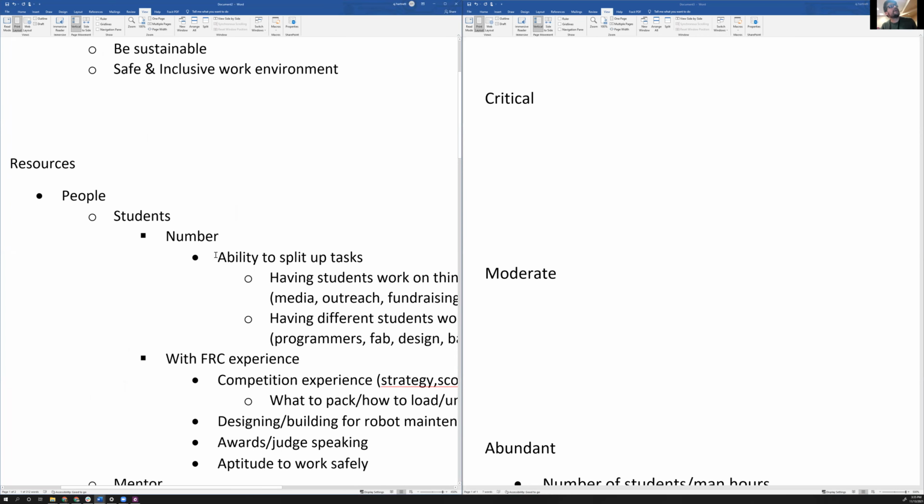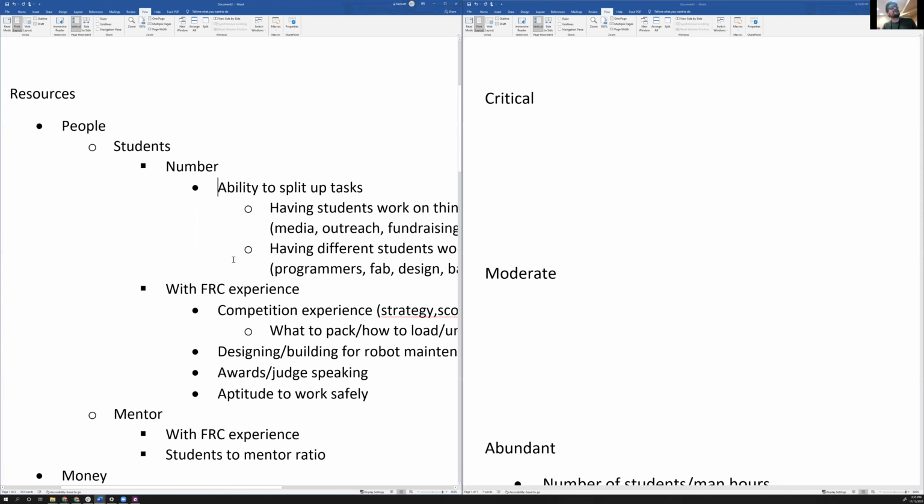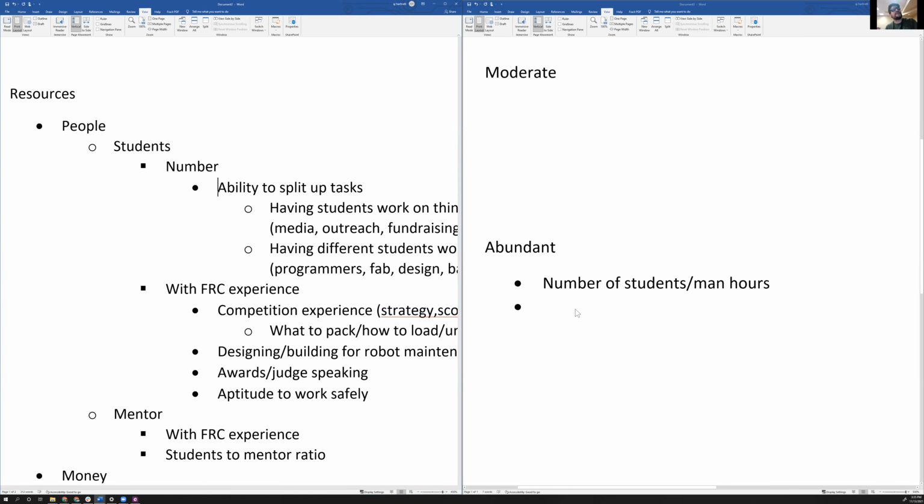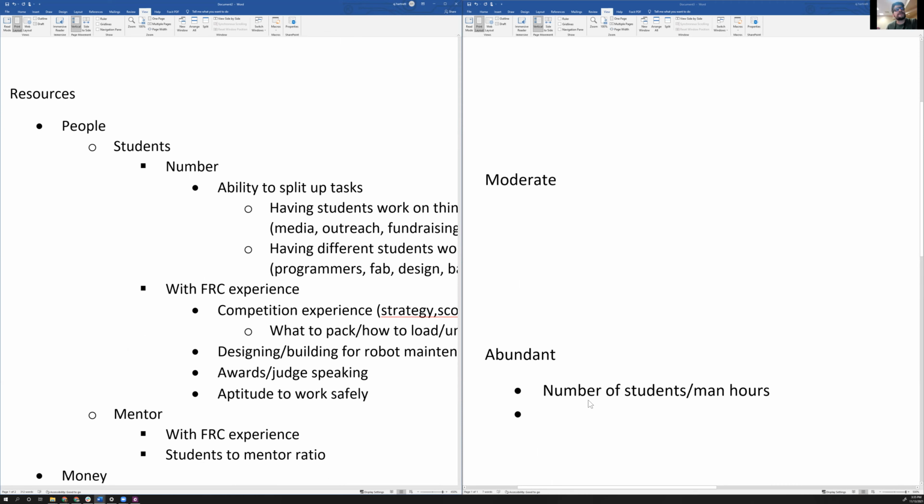Okay. I'm going to assume that you guys can kind of figure out what's supposed to be there. So, all right. So we think number of students and man hours is abundant. I agree with that. How else would we categorize some things? Anything else that's abundant? Blake? I'm sorry.